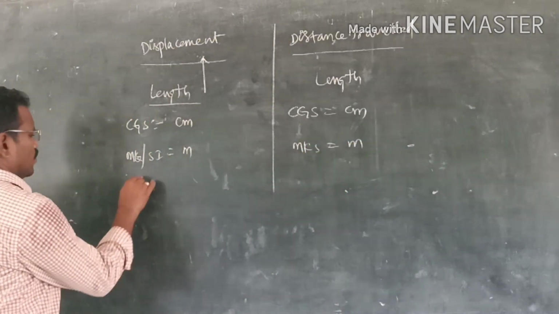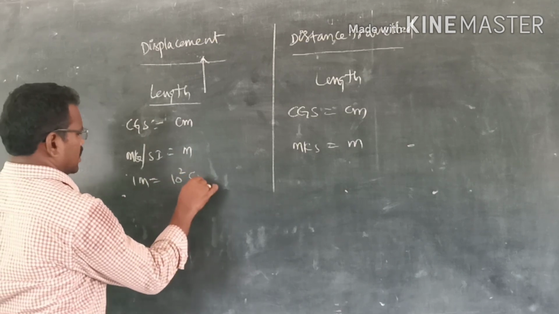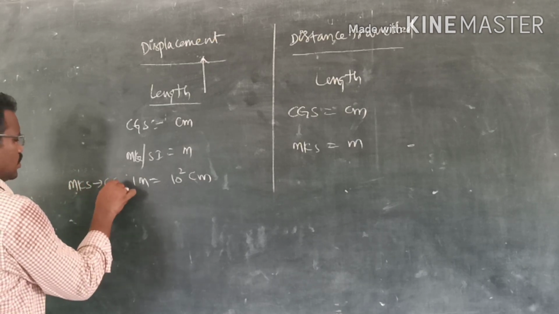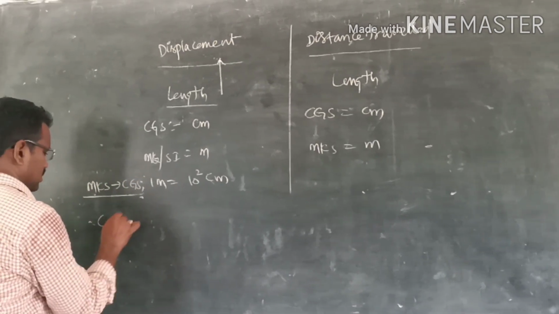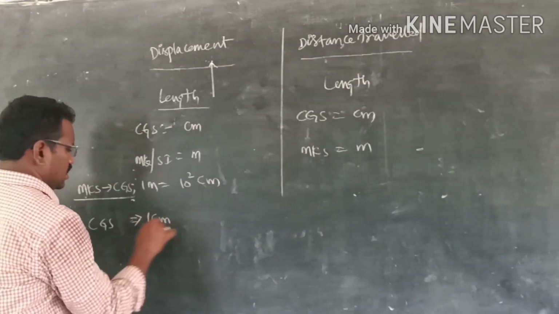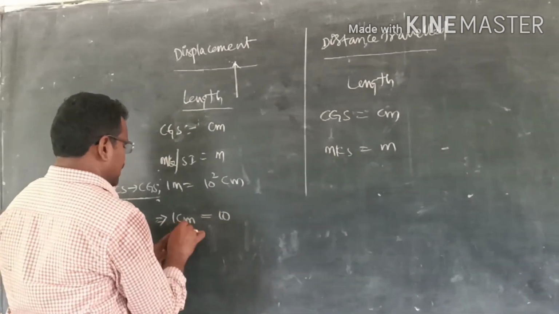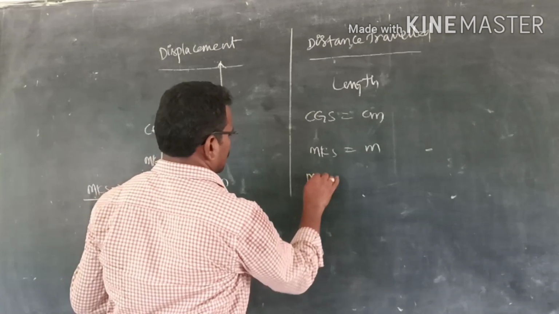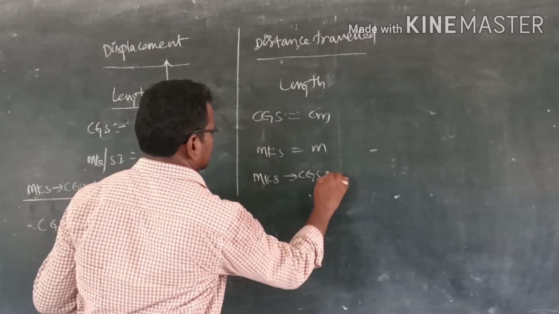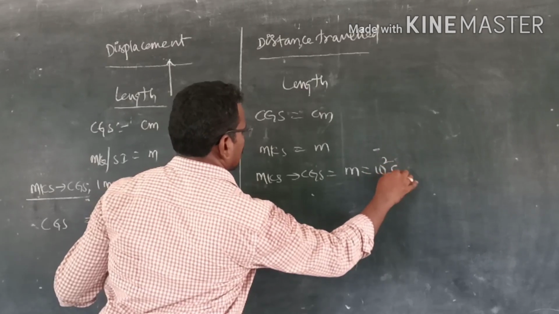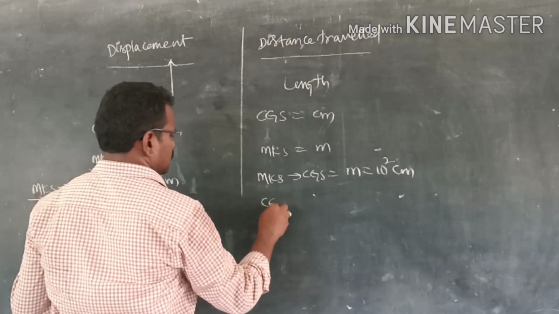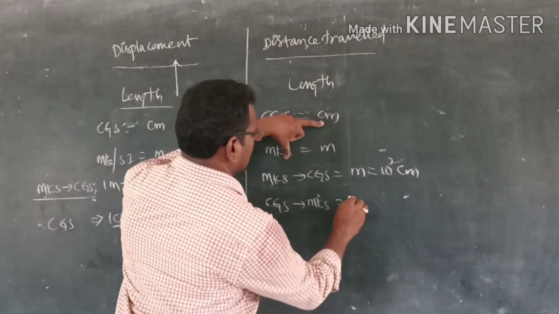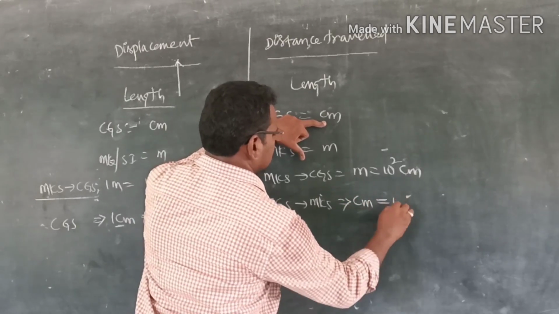As we already know, 1 meter is equal to 10 square centimeters. This is the relation between the MKS system and the CGS system. And 1 centimeter is equal to 10 power minus 2 meters. So MKS to CGS: 1 meter is equal to 10 square centimeter, whereas CGS to MKS: centimeter implies 10 power minus 2 meters.